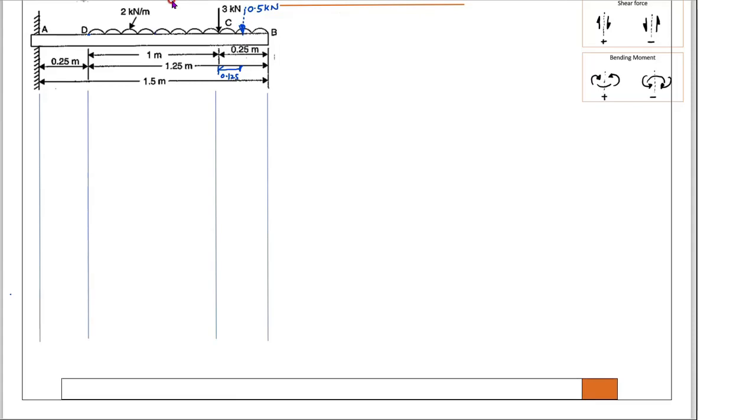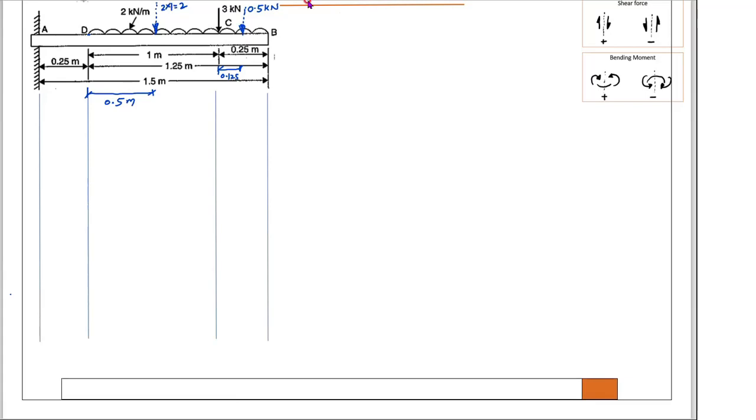That 2 is acting somewhere here, that is the dotted line. This is 2 into 1 equal to 2 kilonewton. This is 2 kilonewton, right? Where is it acting? That is acting from here, 0.5 meter, half of the 1 meter. Now, this is the problem analyzed. Now there is no need to see the UDL. Forget about the UDL. The UDL is converted into point load. Therefore, just ignore the UDL and proceed.